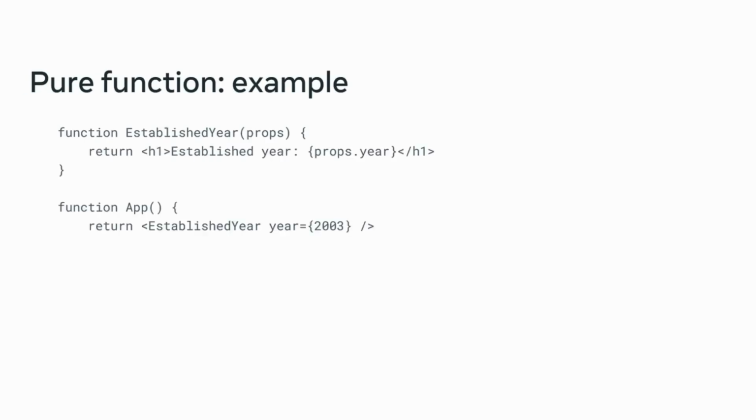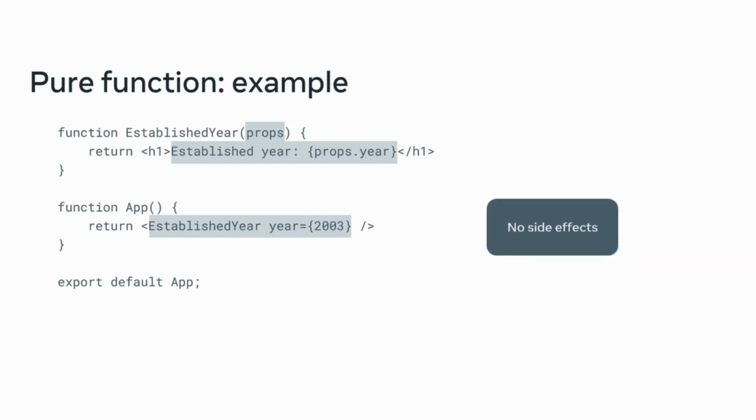To illustrate, let's explore a function that uses the year Little Lemon was established. In this example, the established year component accepts a props object, that is, a props parameter. It also returns a value, that is, a heading that outputs the words established year, followed by a colon, space, and the value of the year prop. As long as the value of the year prop is 2003, regardless of how many times the established year function is invoked or it is rendered from the app component, the output will remain unchanged. This is an example of a pure function. The established year function has no side effects.